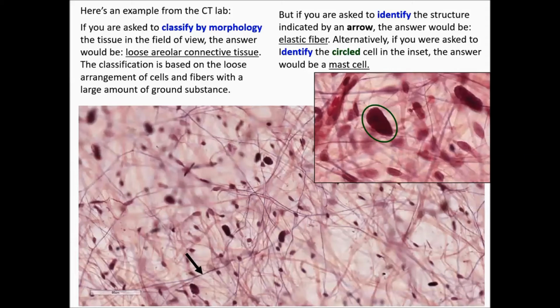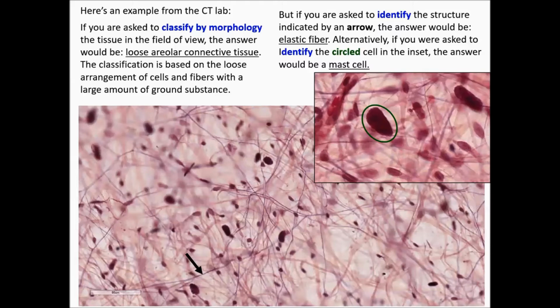Let's do one from the CT lab, or general connective tissue lab. If you're asked to classify by morphology the tissue in the field of view, your answer would be loose areolar connective tissue. And that classification is based on the characteristics of that tissue, which are the loose arrangement of cells and fibers and a large amount of ground substance. And all of that is in your notes.